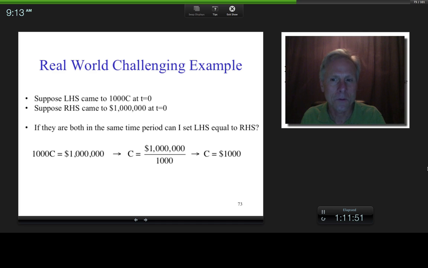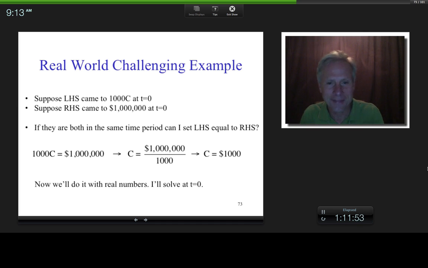So that's the big picture of approaching this. I thought I'd just show you with simple numbers first. Now we'll do it with real numbers. Can you solve this for any time period you want? Well, I already told you the answer. Yeah, you can, right? As long as both the left and right-hand side are in the same time period, it doesn't matter. I'm a time zero kind of a guy, so I'm going to solve for it at time zero.